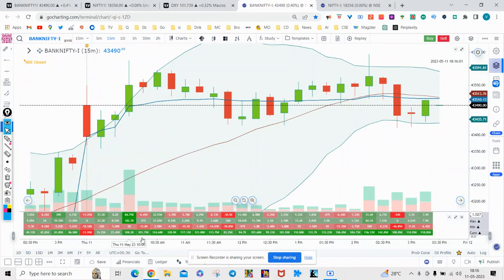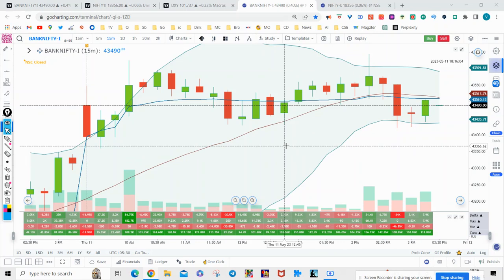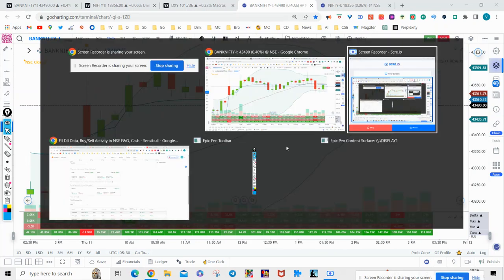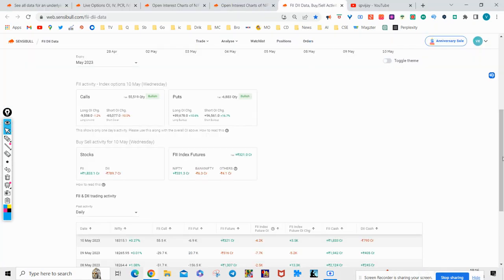So let's get started. Let's first start with yesterday's EOD data, and how the concept which I discussed yesterday can be applied even today also. For example, we will start with the EOD data. You see that yesterday's EOD data is bullish.